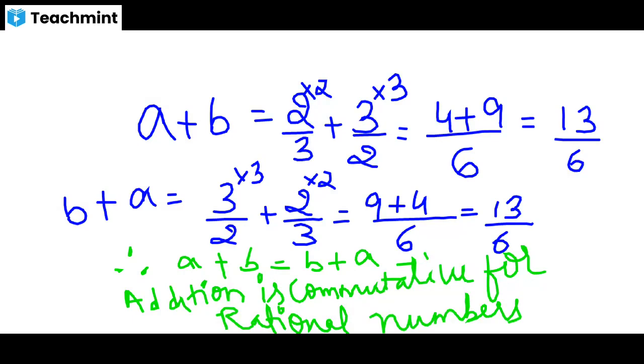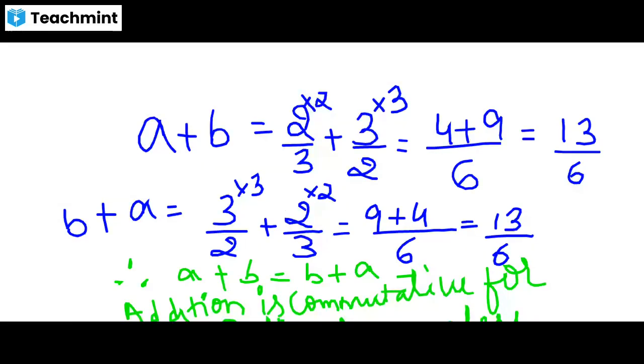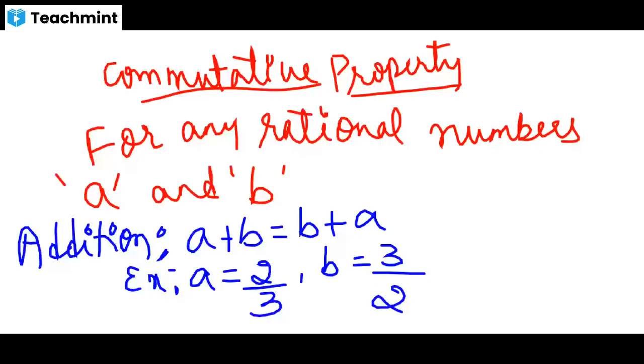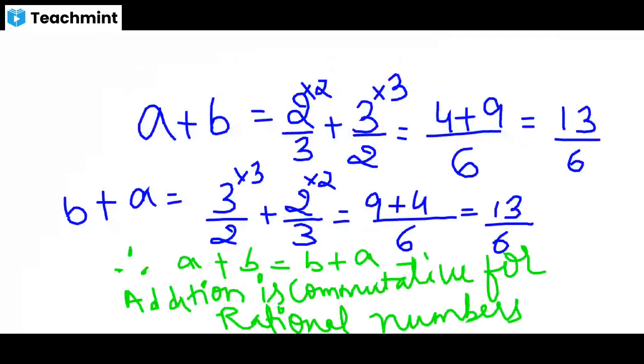Write down this, children, fast. Completed all of you? Yes, ma'am. Okay, so the first one is for addition, that is a plus b is equal to b plus a. So that we have got here. Then next one we'll check for subtraction.